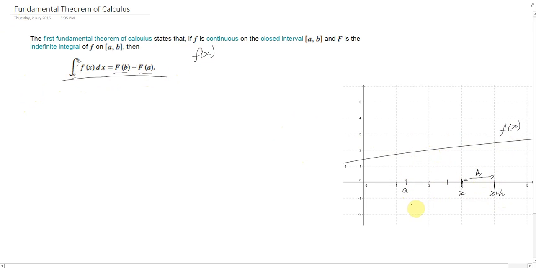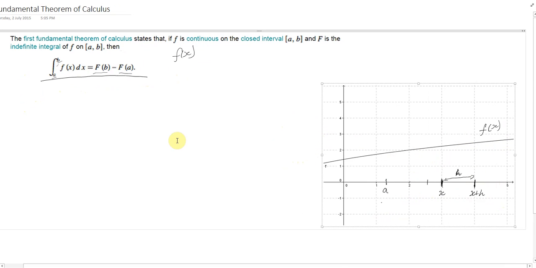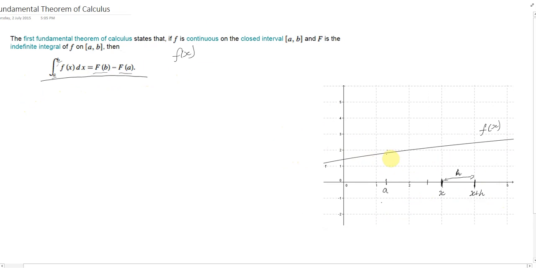Okay, so what we really want to be looking for is the area between A and, so we want to be thinking about the areas underneath this curve a little bit. Let's particularly think of the areas between A and, say, X. So this area here, and let's come up with a symbol. Let's say that big F of x is the area between A and X.